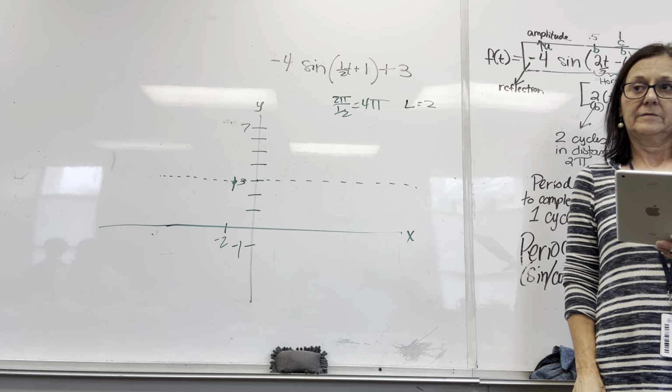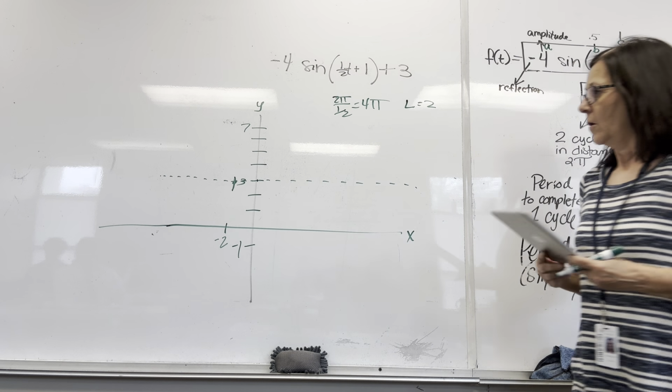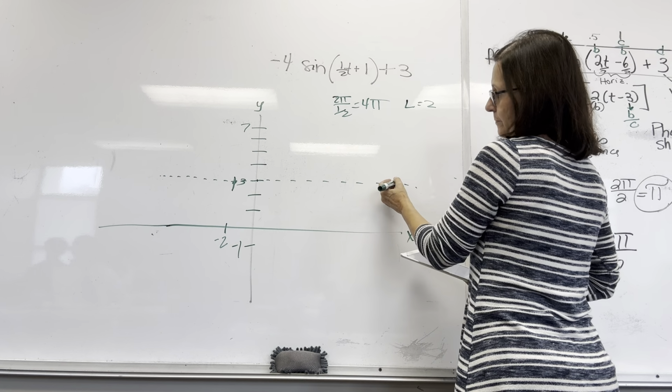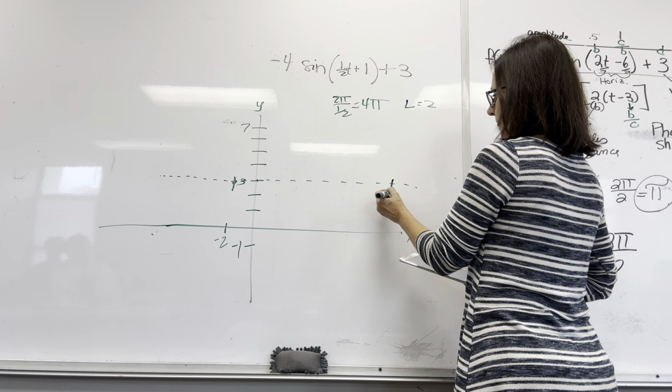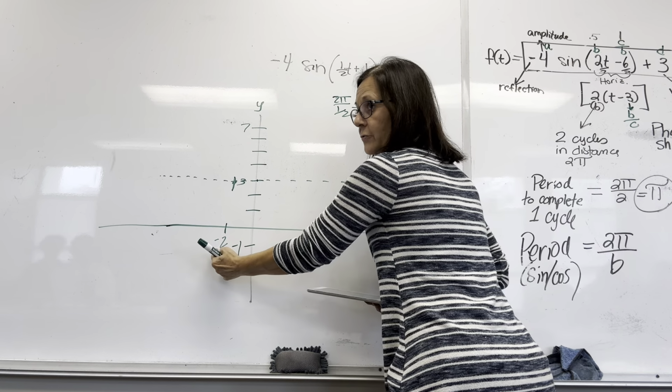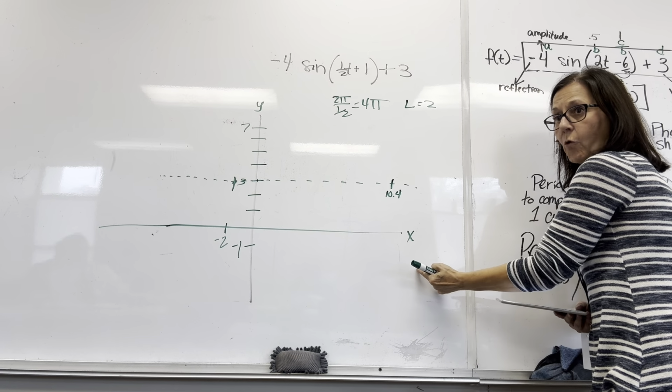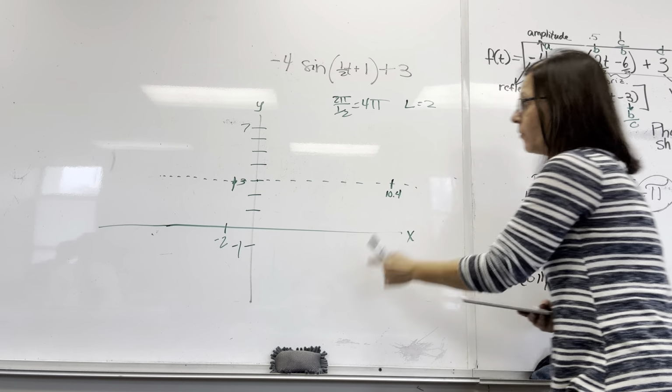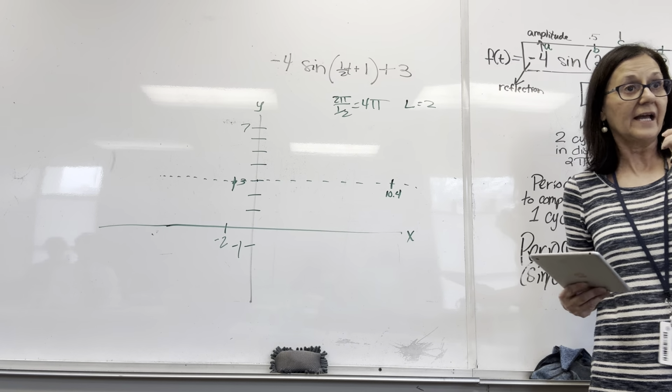What do you get? 10.56. Okay, we'll call it 10.5. Negative 4 plus what? Negative 2, and I want to end at 4 pi from there. So I'm going to add 4 pi because that's the period. Make sense?